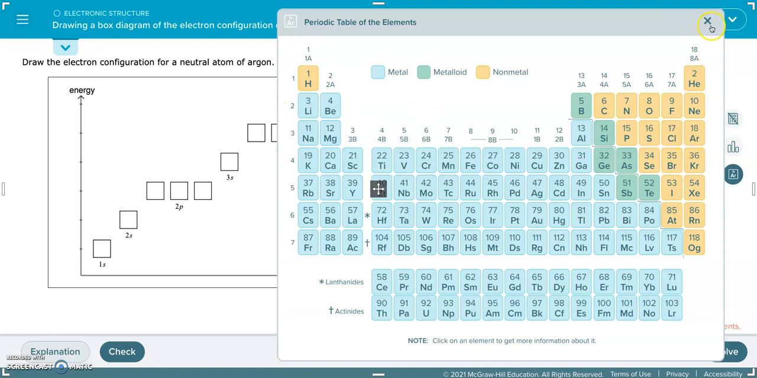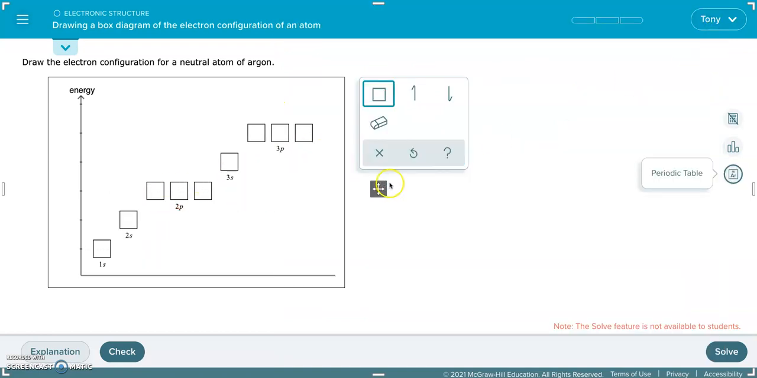But now I know that I've got enough of my diagram filled out. I can start putting in the electrons. So the most efficient thing to do is just to put in all of our upspin electrons first, and then we'll put in our downspin electrons to fill out our diagram.